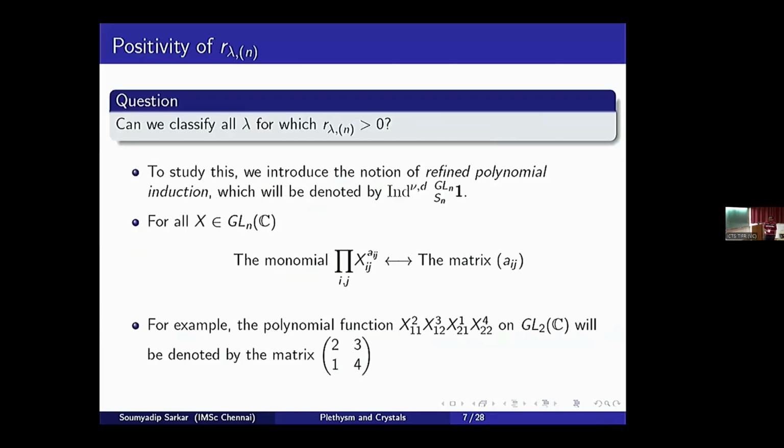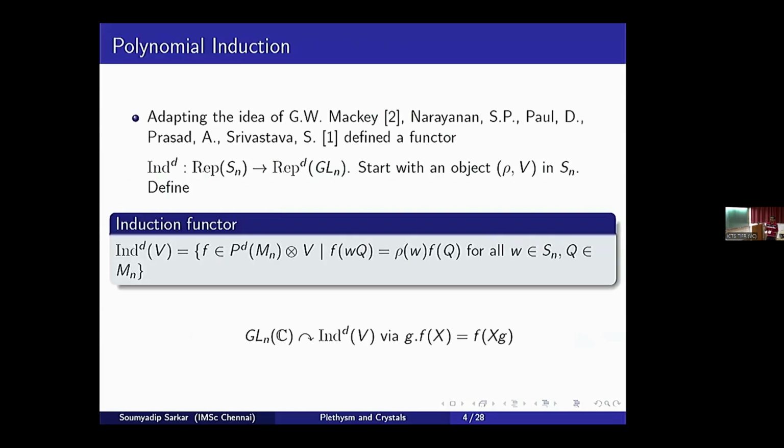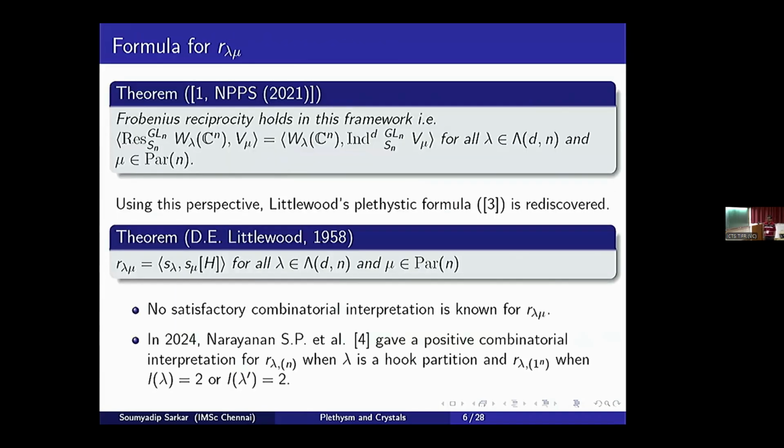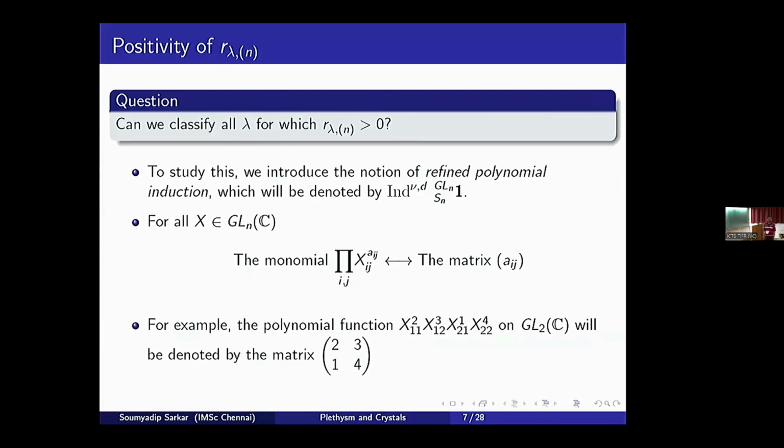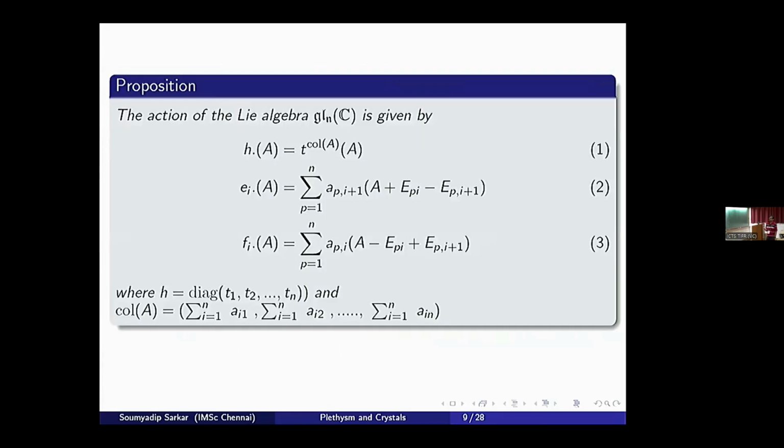Now one thing is that this GL_n acts on this induction space by right translation. So one can differentiate this to get a Lie algebra action, and I will just say why that perspective is important, because that helped me to guess one particular thing. Yeah, so if you differentiate the action, you precisely get this action: the diagonal matrix acts on the monomial x to the power a exactly by this, and E_i acts on this by this formula, and F_i acts by this formula.